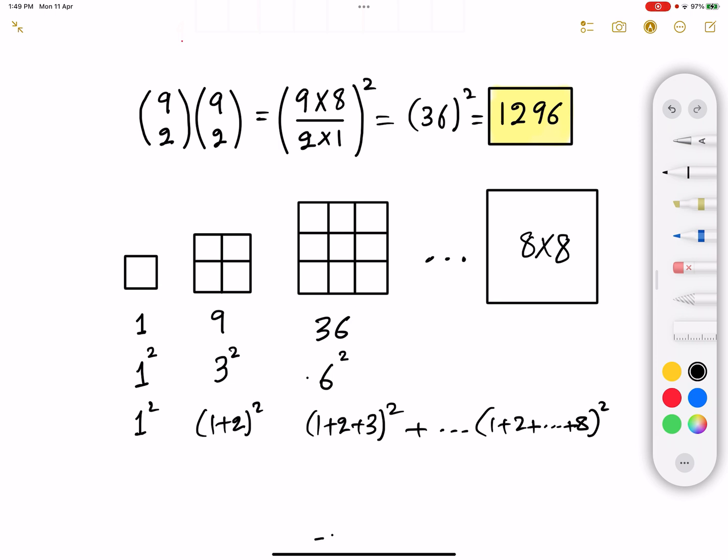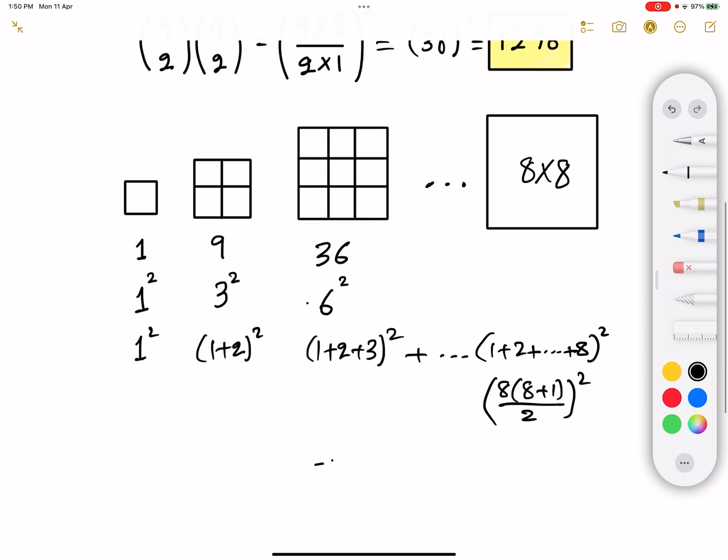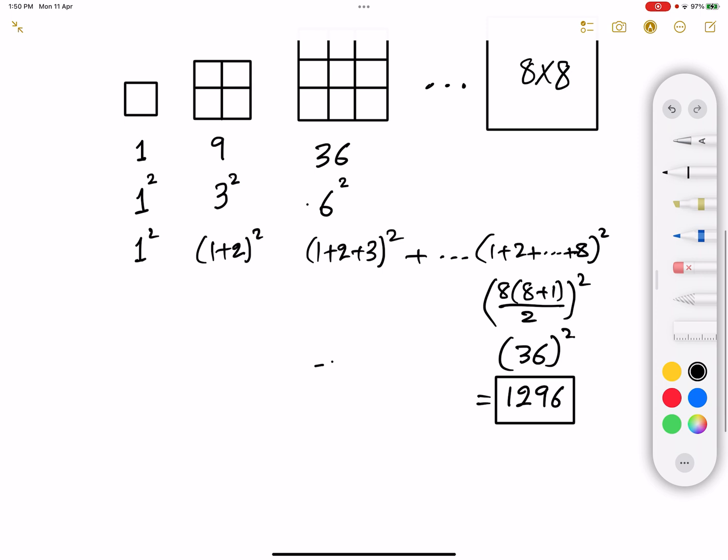Okay, now we need to add up everything. Oh no, we don't need to add up everything. How we get to 8 by 8? It's going to be 1 plus 2 plus all the way to 8 squared. So how do we add that? We have a formula for that, which is basically 8 multiplied by 8 plus 1, which is 9, divided by 2, all squared, which is nothing but 4 times 9, which is 36, all squared, which is going to give us the same result as before, which is 1,296.